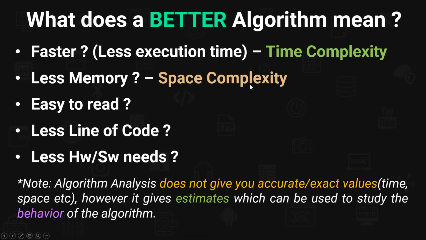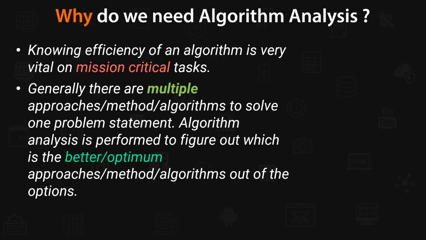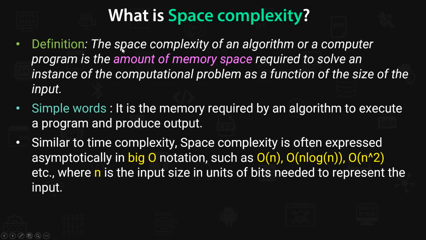So we are going to focus on space complexity. Then there are other parameters also which are not really that important. The first two are the more important ones. And moving ahead to the real topic, that is space complexity now. The formal definition of space complexity is as follows. Let's cover a little bit of theory before we actually jump into the examples.